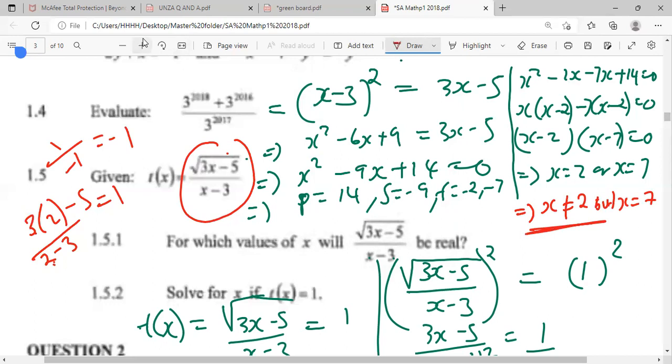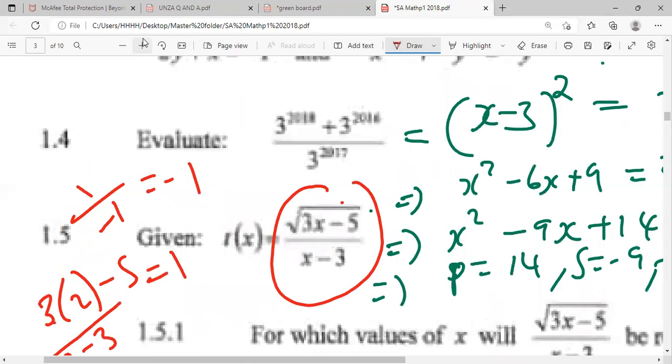And this is our answer. I hope that is okay. I hope that is fine.